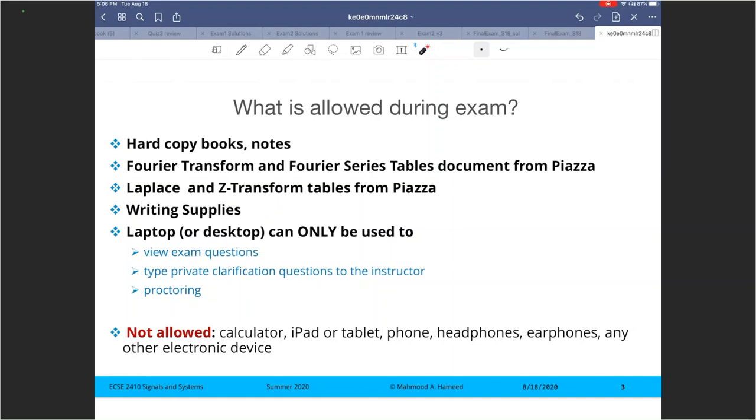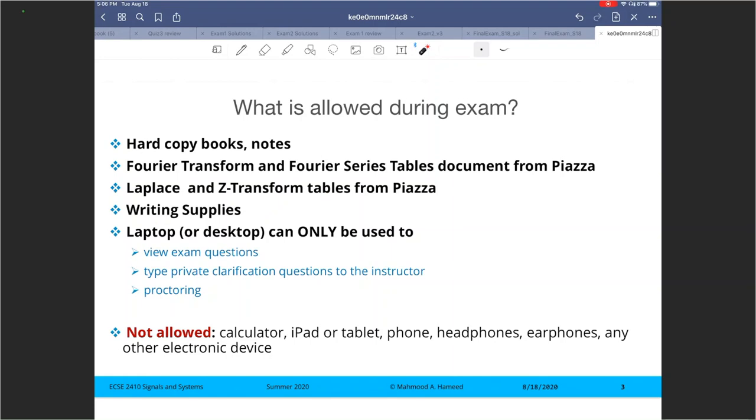But for the final exam, you will also need the Laplace and Z transform tables from Piazza. This can be found under resources, and if you look into general resources, that's where these tables are attached. And I hope you have been using this extensively to do the homework problems. And like I said, this will also be available at the end of the final exam.